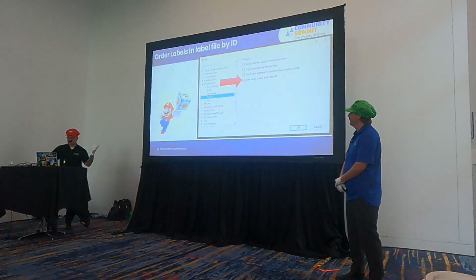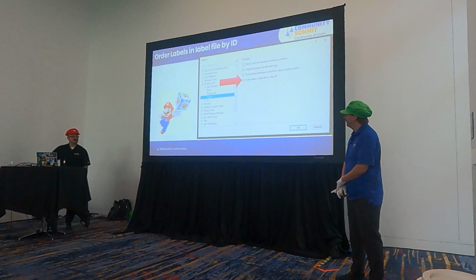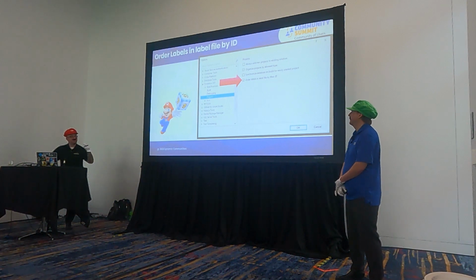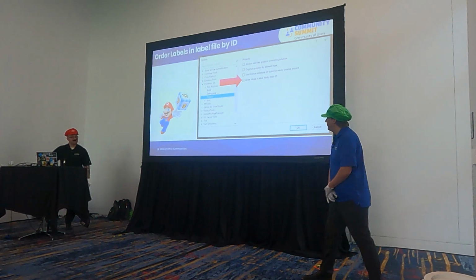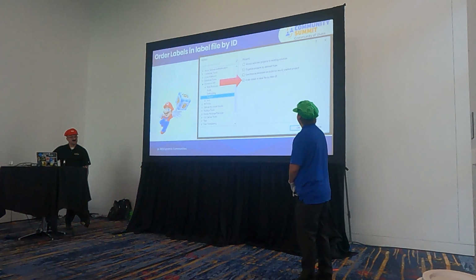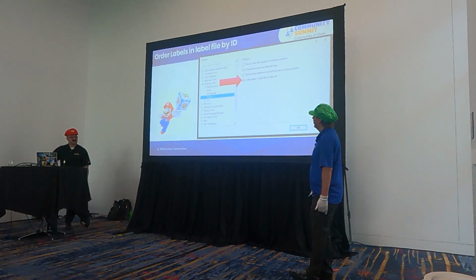Next, we have the option to order labels in the file by their ID. I've not run into any specific issues before this. I think this was actually your tip, so I'm curious what this is used for, because I'm not running into any issues. I'm trying to remember if I added this specifically as well. I think it's just another way that you can do it.